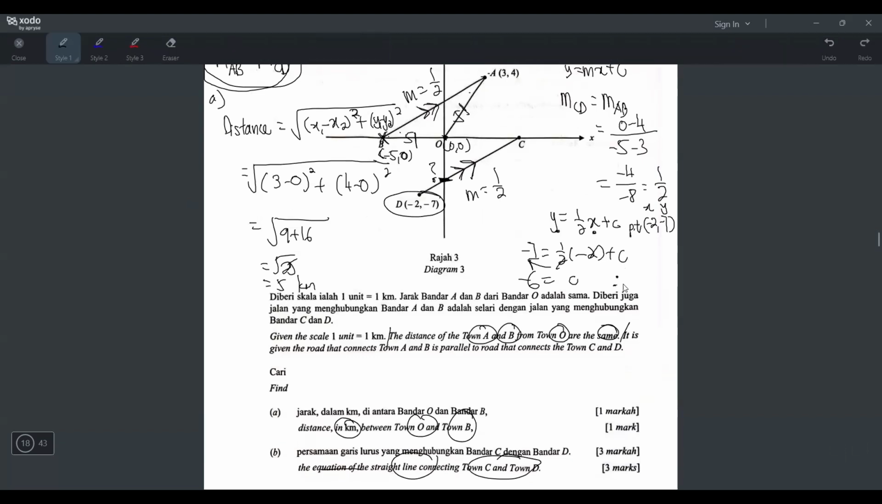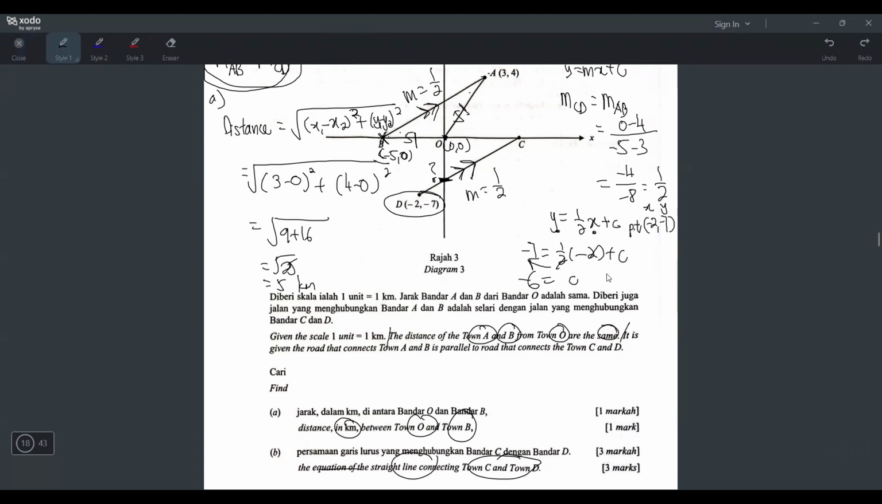Alright, we already have an answer. But don't stop here. The question didn't ask us to find C. The question asks for the equation, so you have to write it out again. But when you rewrite it, look back at this line. So it becomes Y equals 1 over 2X plus C, which is -6. So this is your ultimate final answer. Okay. Alright. So that's all. Done.